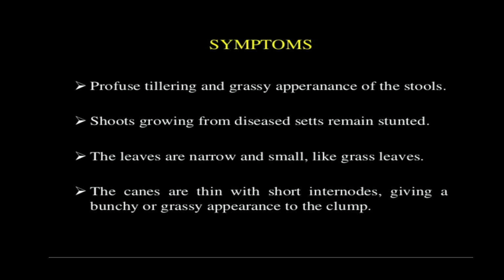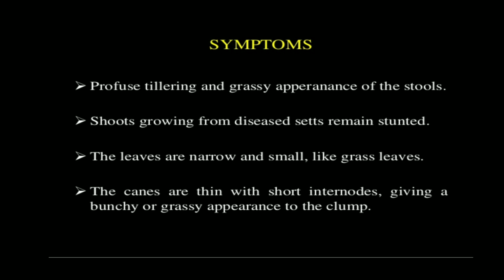What are the symptoms of this disease? The first and major symptom of this disease is profuse tillering and the grassy appearance of the stools. The shoots growing from the diseased setts remain stunted. Stunted means their height will not be normal. They will be short in height.